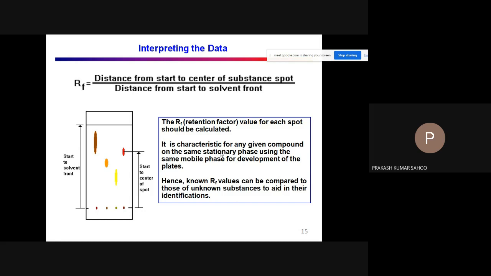It is characteristic for any given compound on the same stationary phase using the same mobile phase for development of the plates. That means the distances of the different components are measured with the same solvent, that is, the same mobile phase. Hence, known retention factor values can be compared to those of the unknown compound to aid identification. So we have some standard data related to the retention factor of the unknown compounds. If we get the retention factor of the unknown substance, then we will match it with the known value, and from this we may predict what type of compound we have.